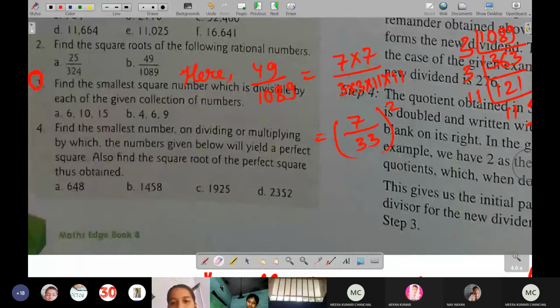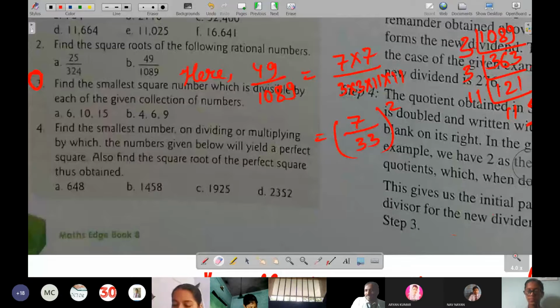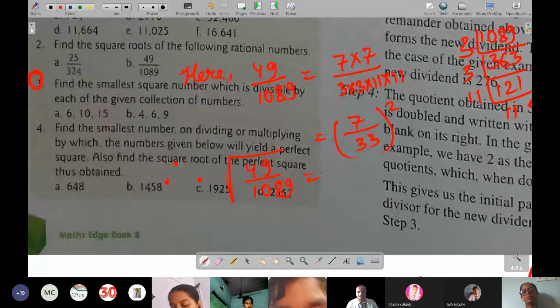So what you can write: factorizing 1089, we get 3 into 3 and 11 into 11. So we can write 11 3s are 33, whole square. Therefore the root under 49 by 1089, of course the square will be removed, will become 7 by 33. Is it clear to Nancy? Yes, sir. And other students, did you understand? Yes, sir, understood.